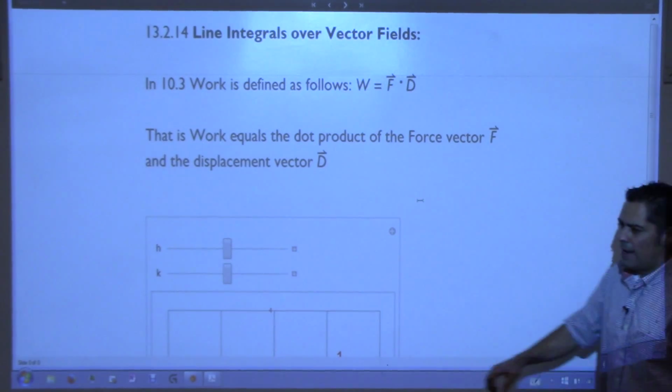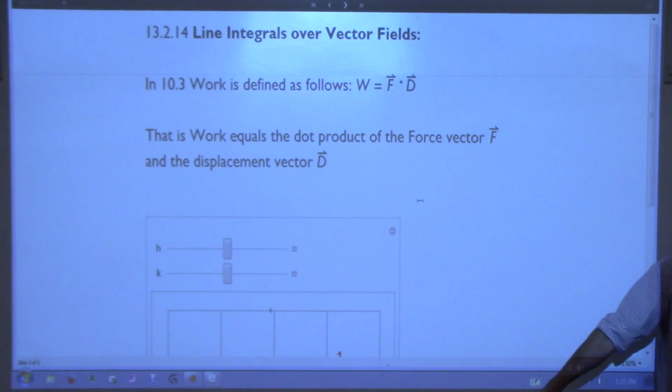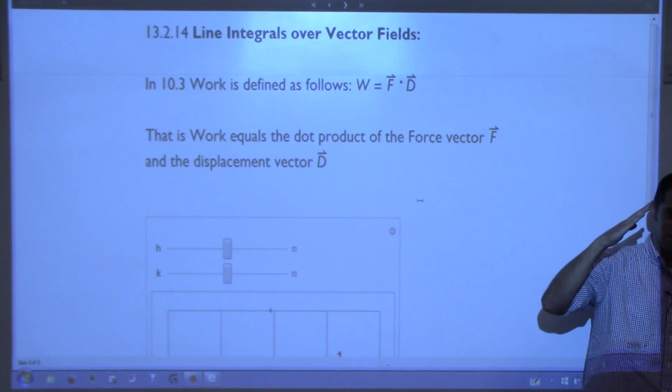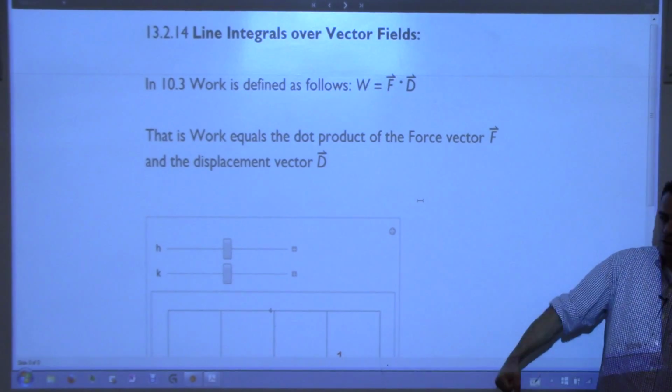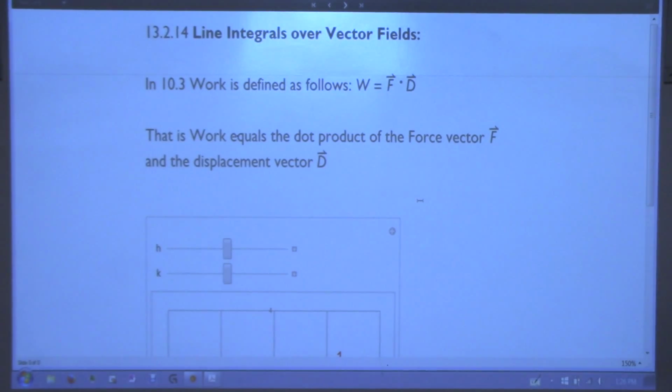So if you're dragging a cart across the ground like this, right? You're applying a force. And that force can be viewed as having an angle and a magnitude. So you have a direction and magnitude. And then as you move the thing around, it's going to move from one place to the other. It's going to have a displacement vector also. Work is defined to be the dot product of those two.